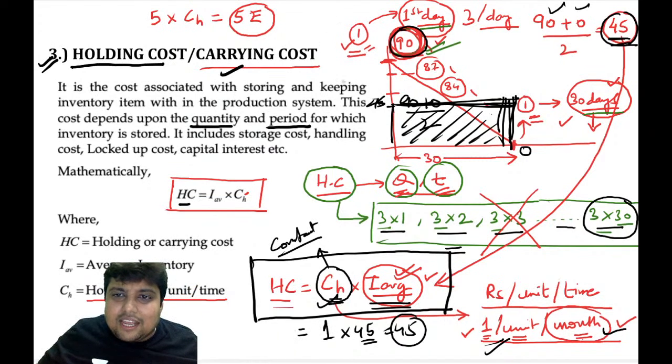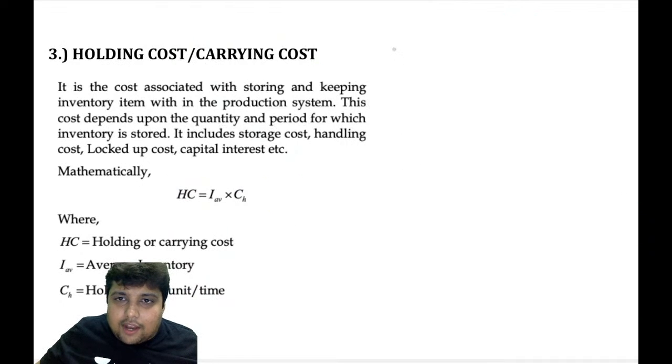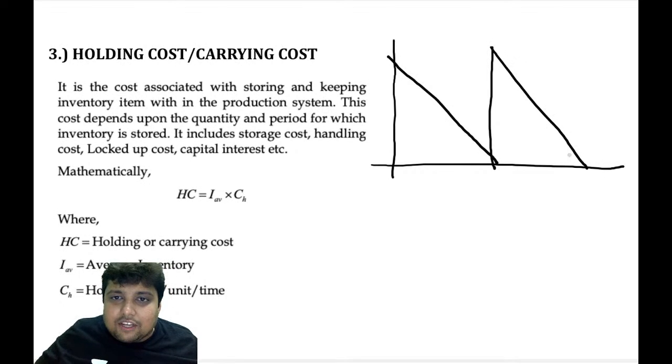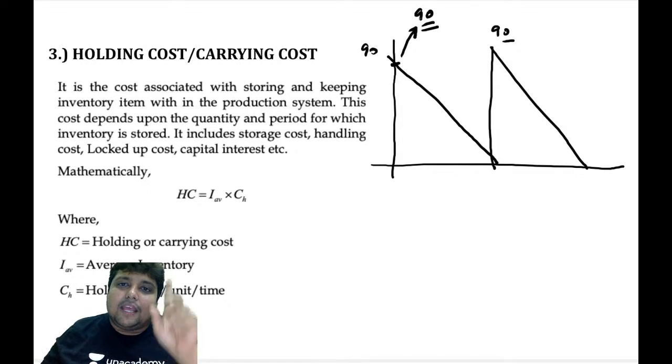Now, let me just erase all these and explain you in fresh page. Okay, I told you all guys yesterday that suppose there is a shopkeeper who is ordering 90 packets of Maggi on the first of every month. Okay, and what happens is that on the very first day of the month, 90 packets are going to be there in the shop.